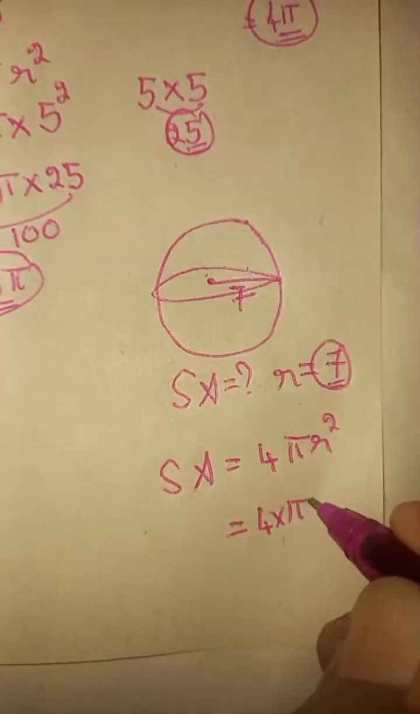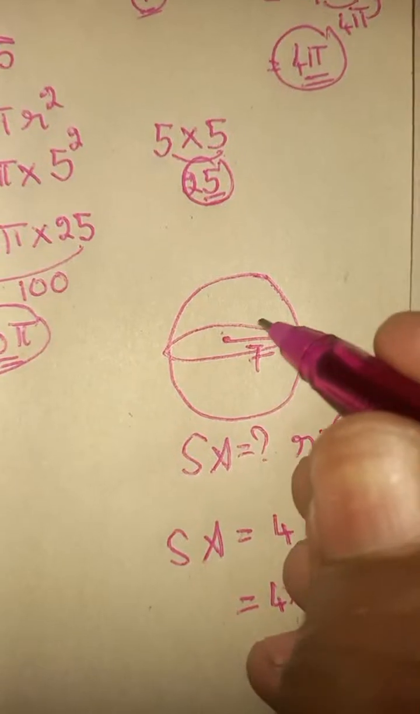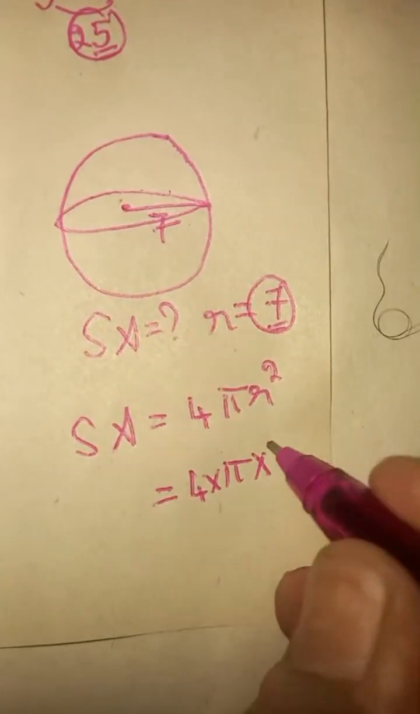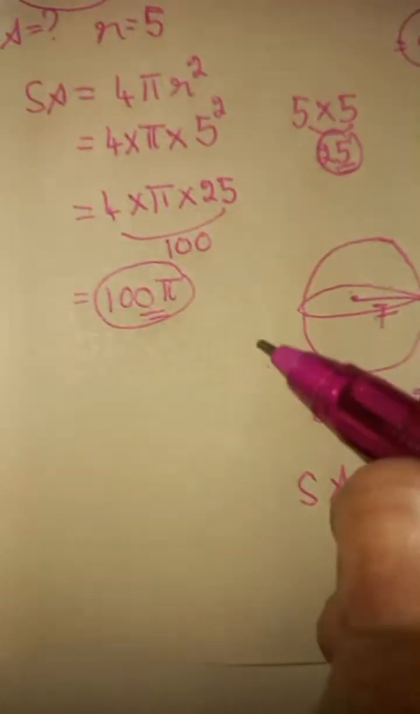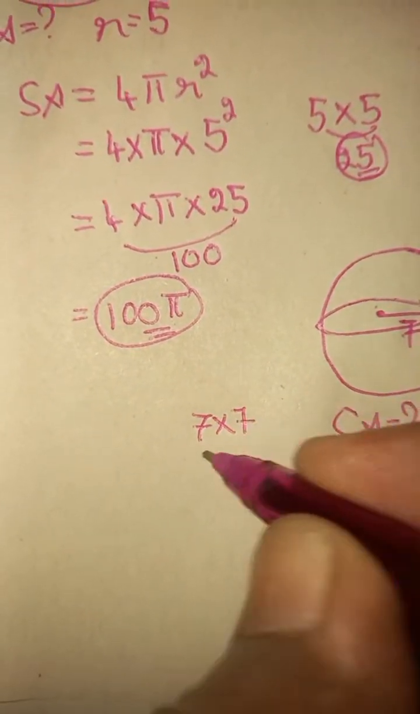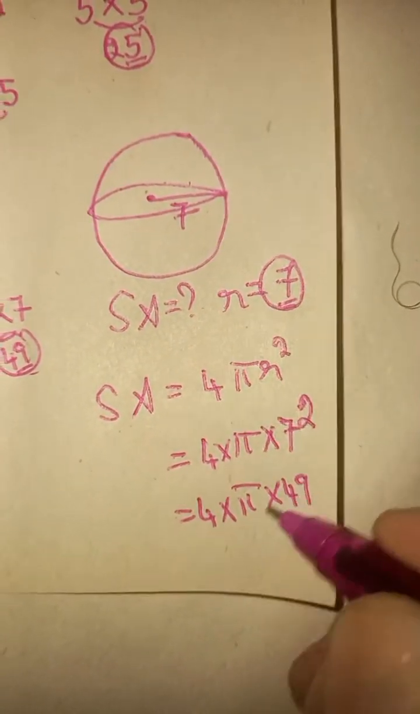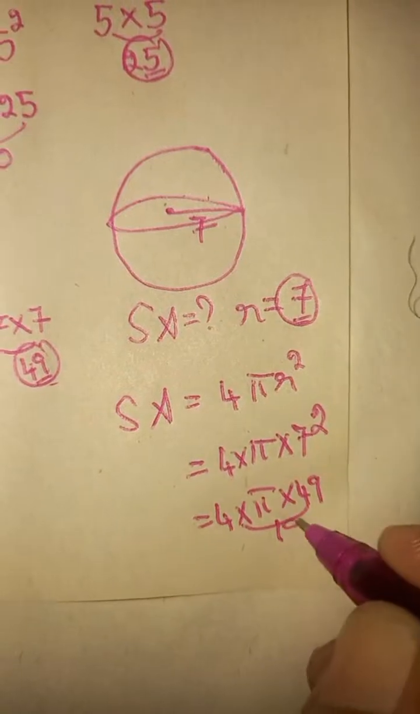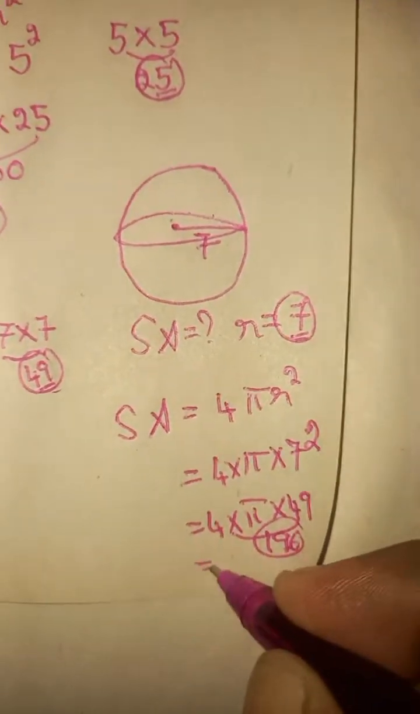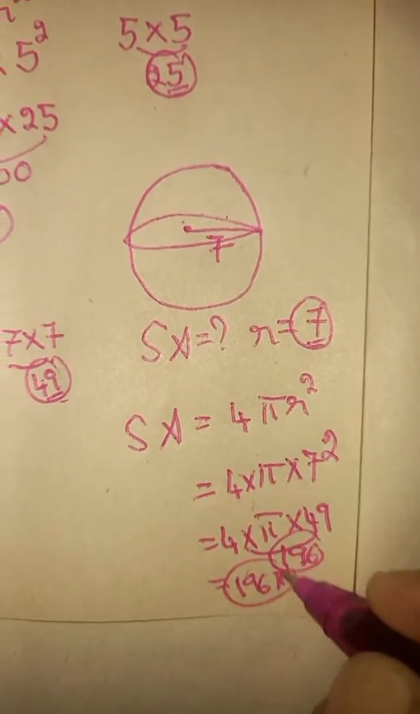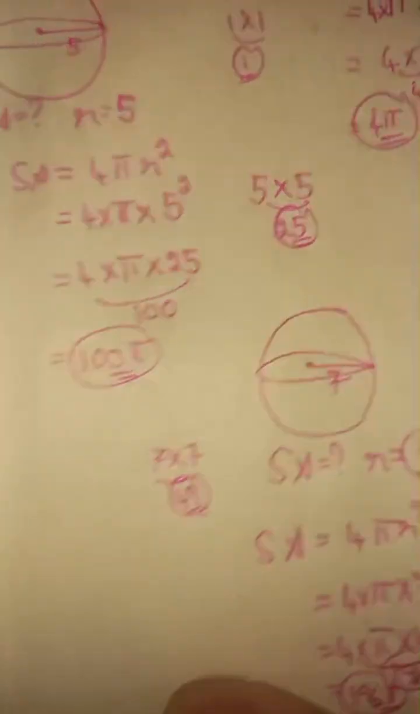That is 4 times pi times, here the radius is 7 units, so it becomes 7 square. Now 7 square means you can write it as 7 times 7, which is 49. This is equal to 4 times pi times 49. 4 times 49 is 196. So it is 196 pi square units, the actual surface area of this sphere.